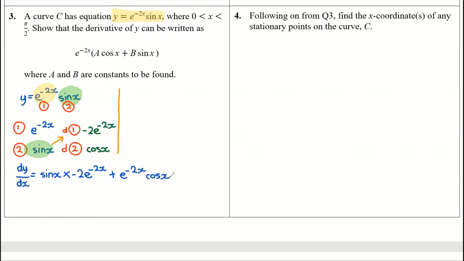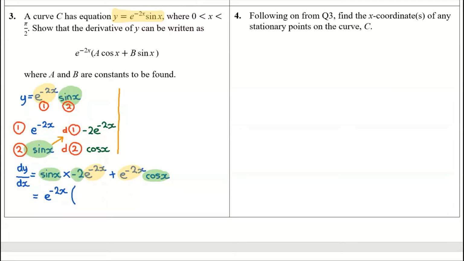Okay. Now we can see why they've asked us to write it in a particular way. We have got factors of e to the negative 2x in both of these terms, haven't we? So we're going to factor that out, and then we can determine what the constants a and b are. So we'll factor those out. So that's going to be e to the negative 2x, and we'll open the bracket. And what have we got left? Well, we have got the sine x, first of all, and the cosine x. And don't forget that there is a negative 2 here as well.